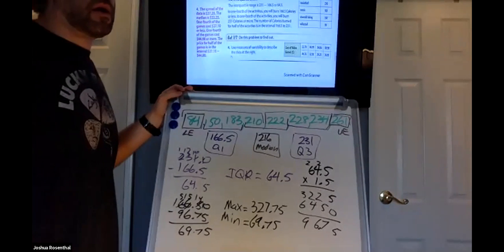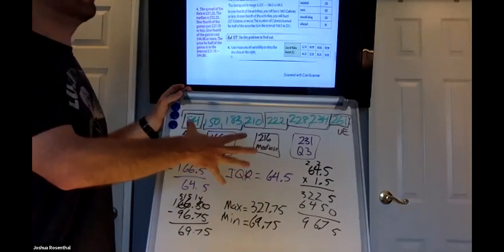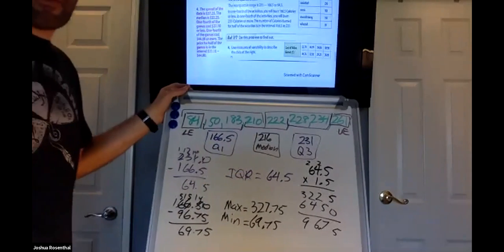Mr. Rosenthal. So I have some... I was doing one of these problems, and it was n squared minus 7n minus 2 equals 0. Oh, before we do the algebra, is there anybody who has any questions about the statistics before I go on to algebra?